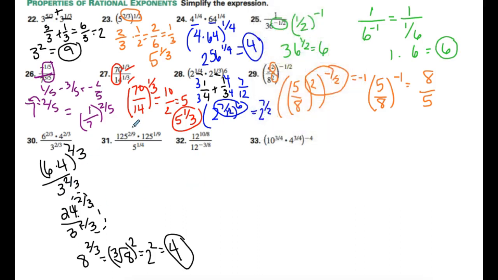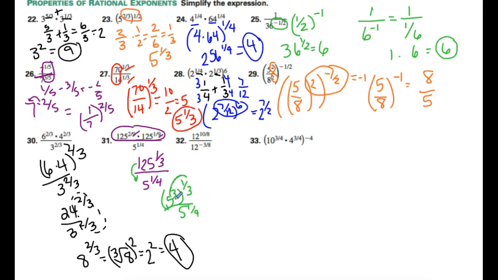Okay, 31. When I look at my numerator, I notice that I have the same bases, which means I have 125 to the 3/9, which would be 1/3 because I'm going to add. They're multiplying, so I add, so I have 1/3 over 5 to the 1/4. So the next thing I notice is that the bases of 125 and 5 are related, and so I'm always going to make it smaller. 125 is 5 times 5 times 5, which means it's 5 cubed to the 1/3 over 5 to the 1/4.